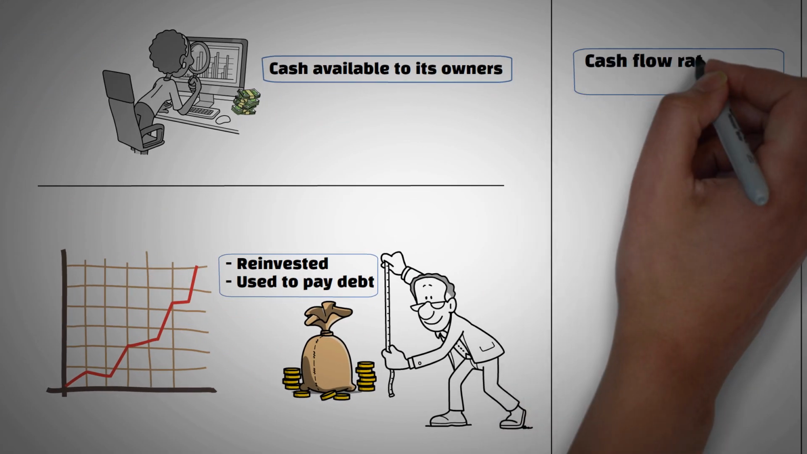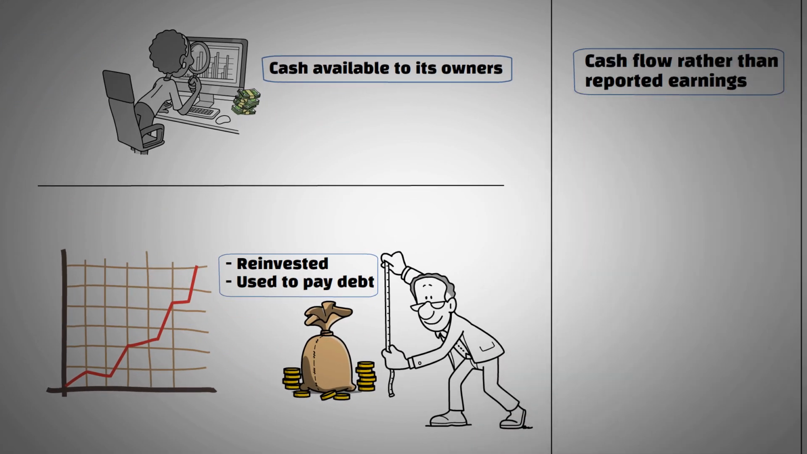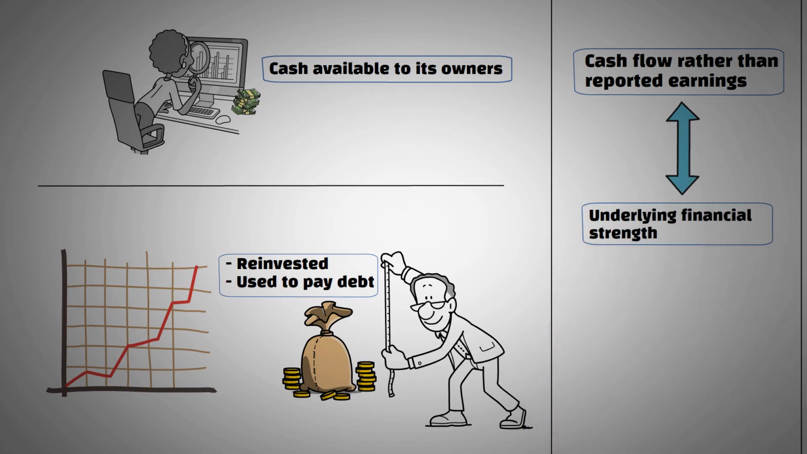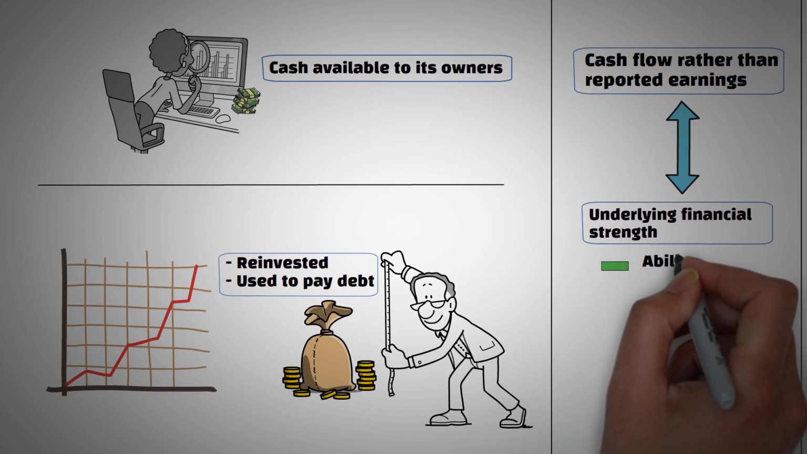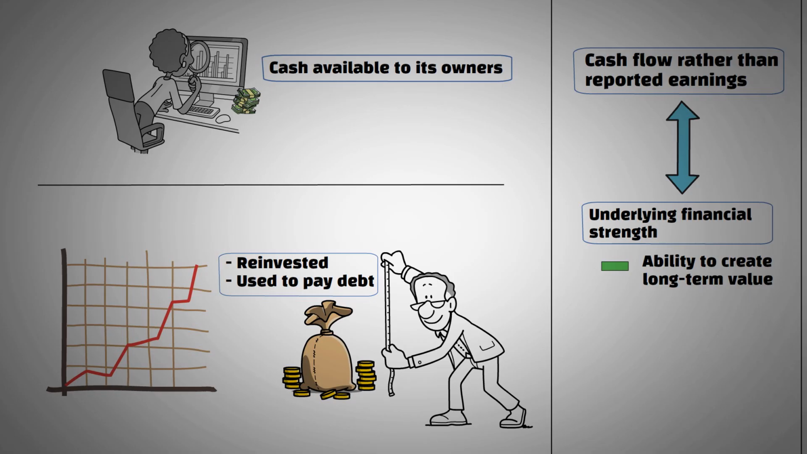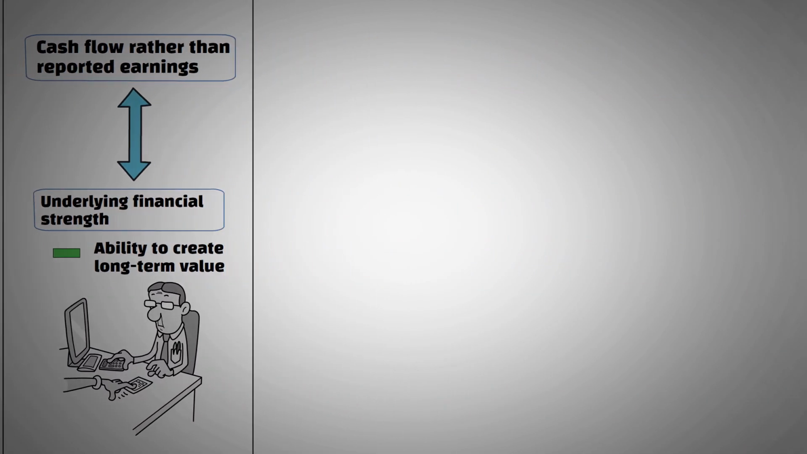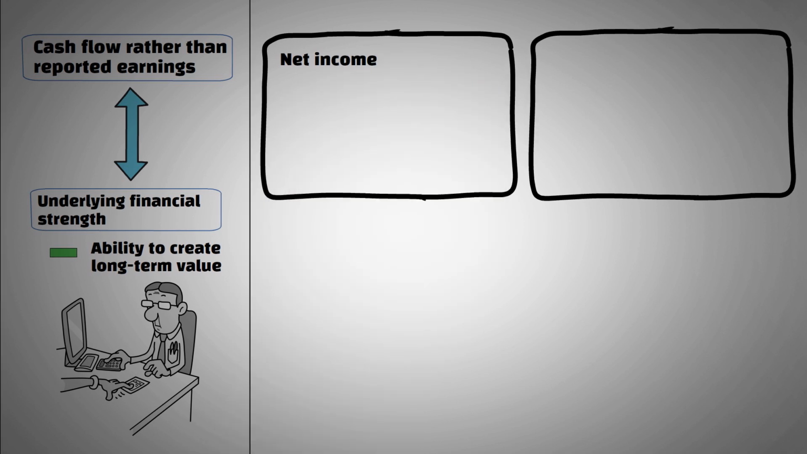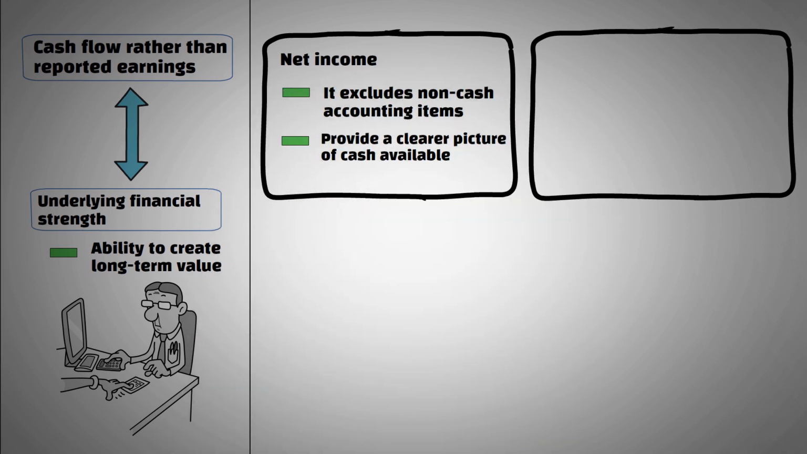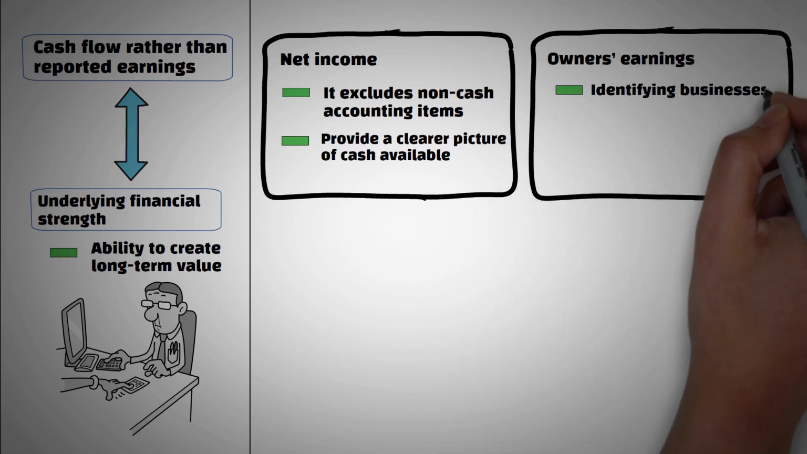By focusing on cash flow rather than reported earnings, owner's earnings offer a more practical view of a company's underlying financial strength and its ability to create long-term value. It helps us calculate the cash that could be withdrawn from a business without weakening operations. When compared to net income, it excludes non-cash accounting items to provide a clearer picture of cash available. Owner's earnings are crucial for identifying businesses capable of compounding value.